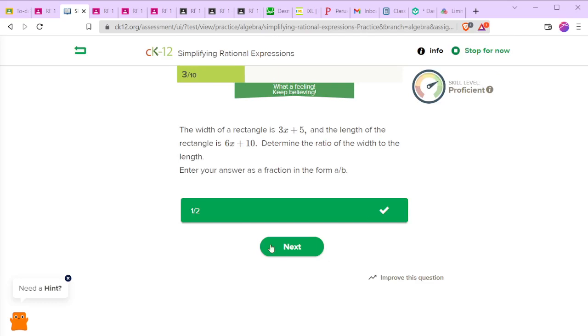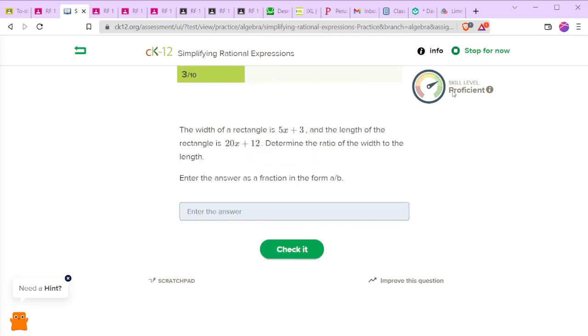We're up to proficient, and of course our goal is to hit mastery, whether you've answered 10 correctly or not.